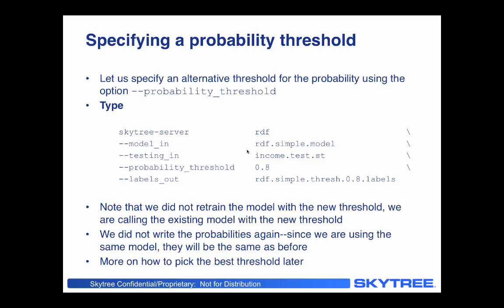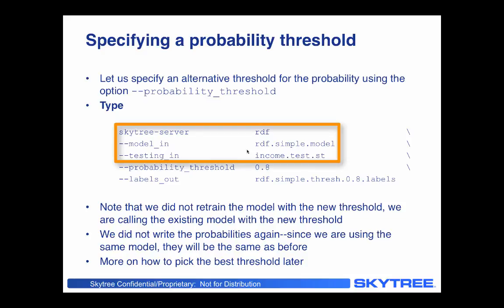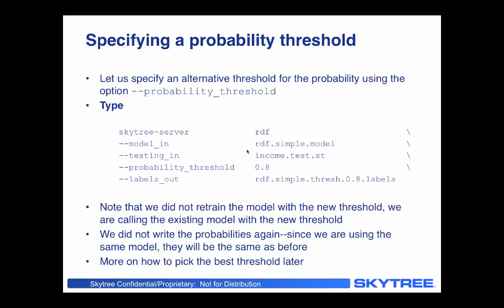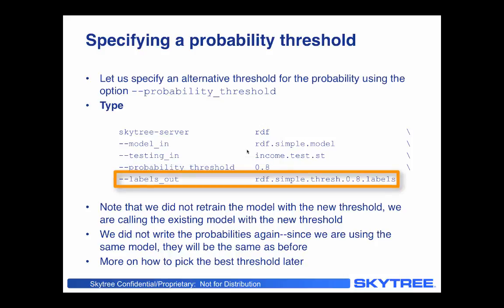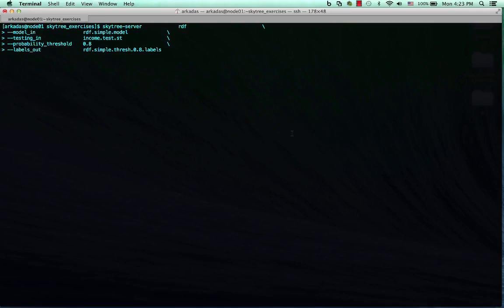We just saw that by default, points get labeled according to a probability threshold of 0.5, but this is not always the best choice, and you may want to use a different value for the threshold. This can be done by using the probability threshold option, and the command you see is a simple example of that. Once again, we're specifying the RDF option and the files for the model and the test set, but this time we're also using the probability threshold option to specify a threshold of 0.8. And we're also specifying a file to write out the predicted labels using this threshold. So let's now give this run to write out the label predictions, but this time we're going to use a threshold of 0.8.